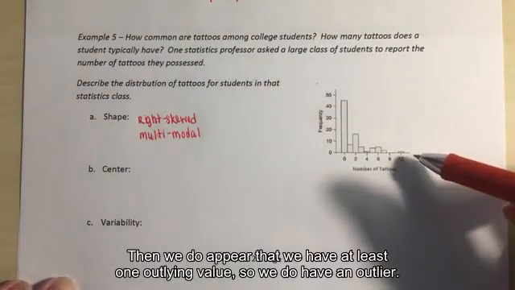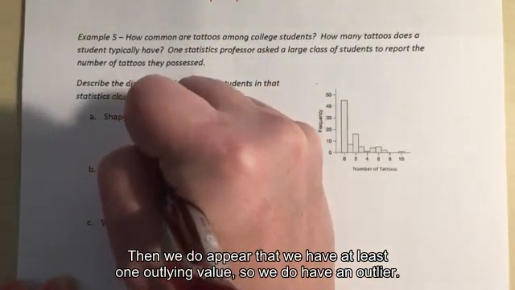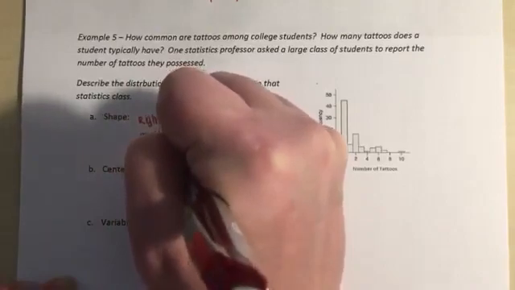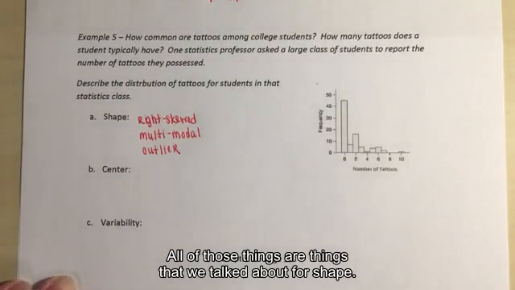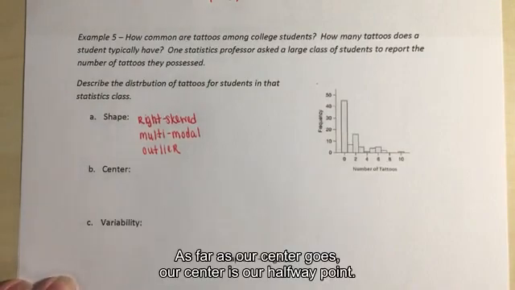And then it does appear that we have at least one outlying value. So we do have an outlier. All of those things are things that we talked about for shape. As far as our center goes, our center is our halfway point.